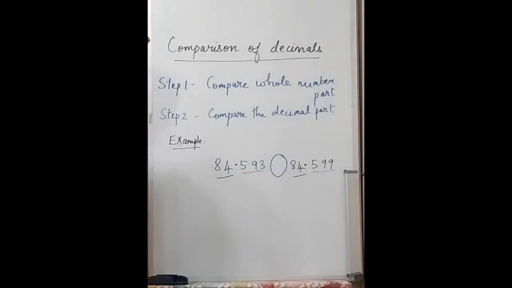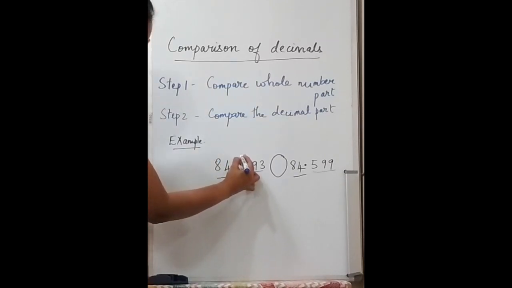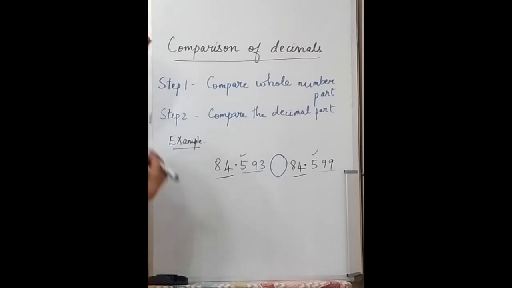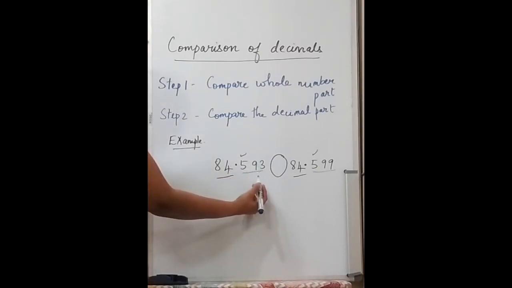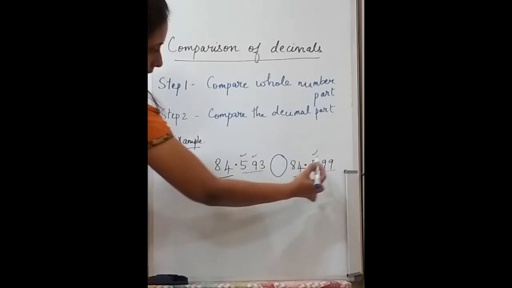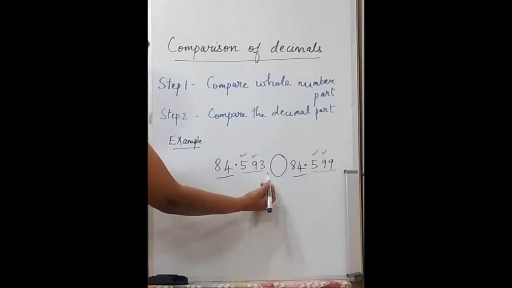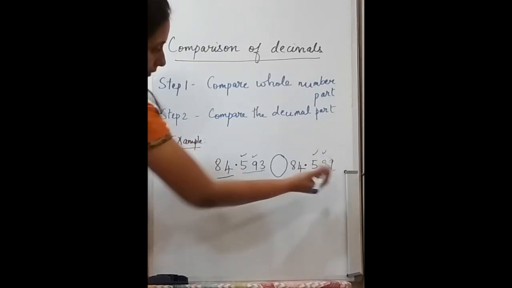So first I will have to compare the 10th place. Here I have 5. Here also I have 5. So still I cannot decide anything. So now next I should go to the 100th position. In 100th position, here I have 9. Here also I have 9. Still I cannot decide anything. Now I have to go to the next position. What is the position? 1000th place. Here I have 3 and here I have 9.